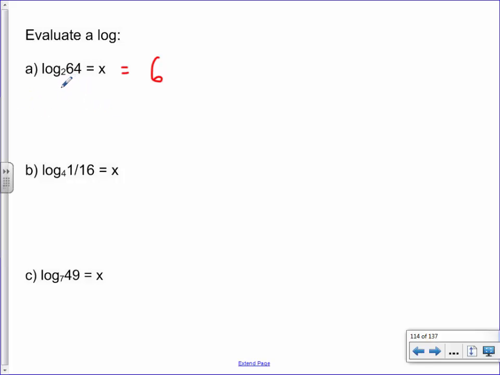If it helps, look at the 7. 2 to the power of x should equal 64. 64, though, can be written as 2 to the 6. And the 2's cancel, therefore x is 6.